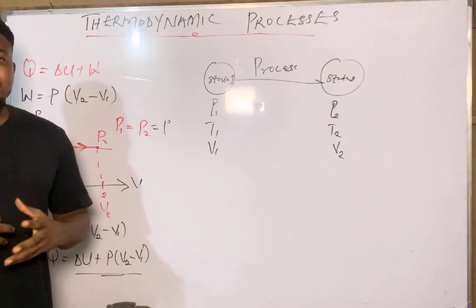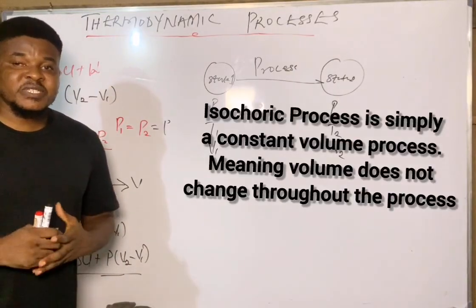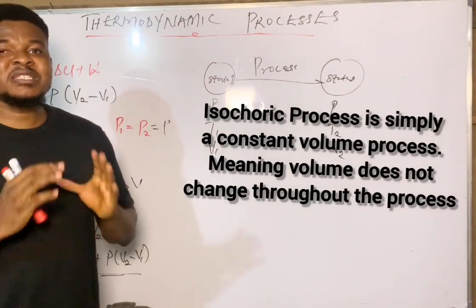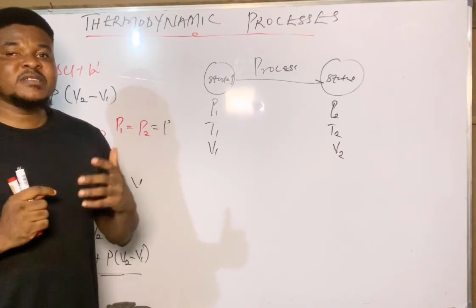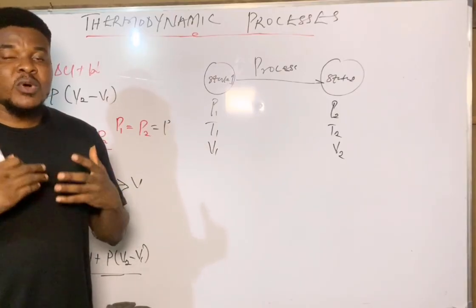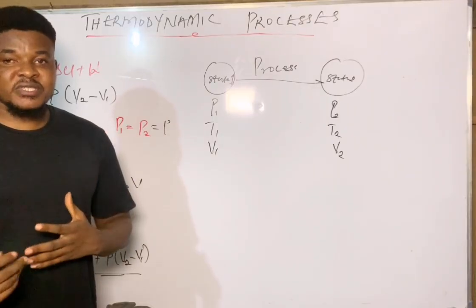So for an isobaric process, pressure is simply constant. Now, let's move to the next type of process, which is the isochoric process. An isochoric process is simply a constant volume process. It simply means that volume is constant. So when a system undergoes a change from one state to another, the volume of the system does not increase, even though the pressure on the system is increasing.